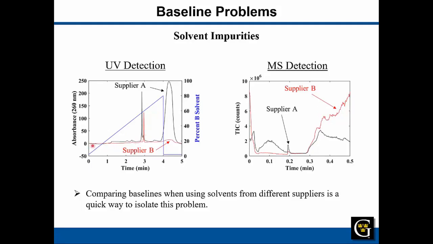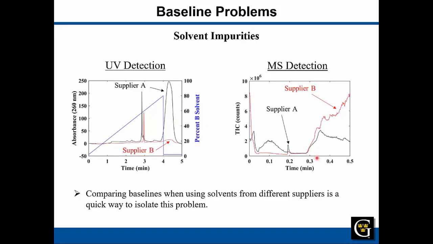And we compare that chromatogram to the chromatogram in black, where we see that the peak of interest looks similar, but we have this huge peak at the end. This is occurring at the end of our solvent gradient. And so comparison of the chromatograms obtained using solvents from these two suppliers shows us that this huge peak at the end is coming from some impurity in the solvent from supplier A.